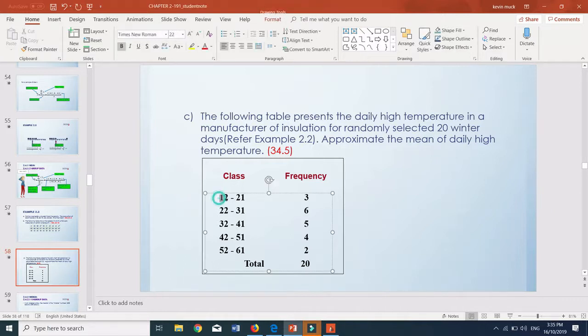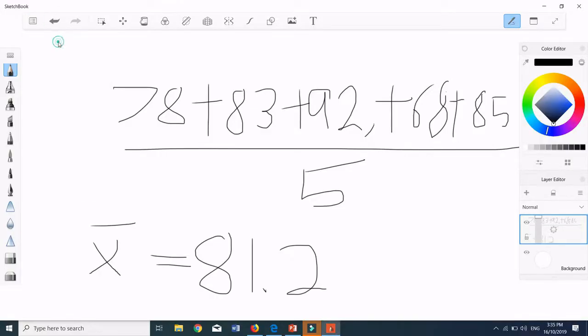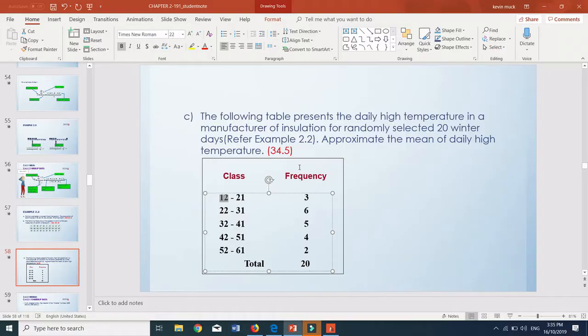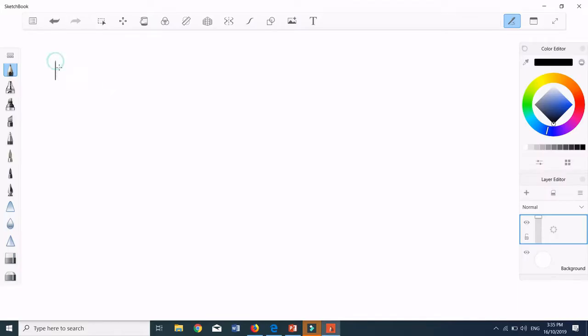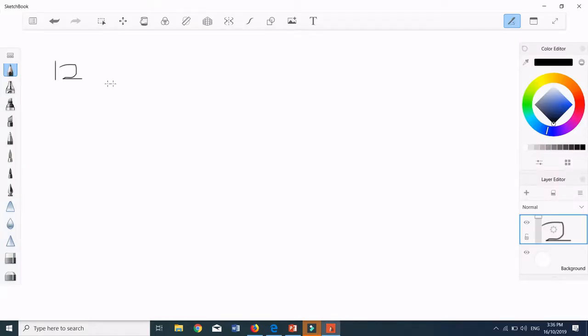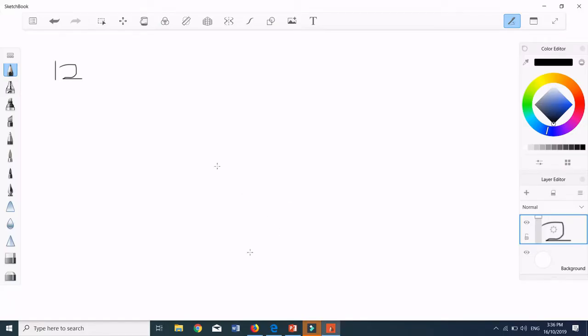The midpoint is 12 plus 21. Let's say for this one, it's better if you have a table. So this is the class 12 to 21, and the frequency is 3. So in this case, I add 12 plus 21, and I divide by 2.